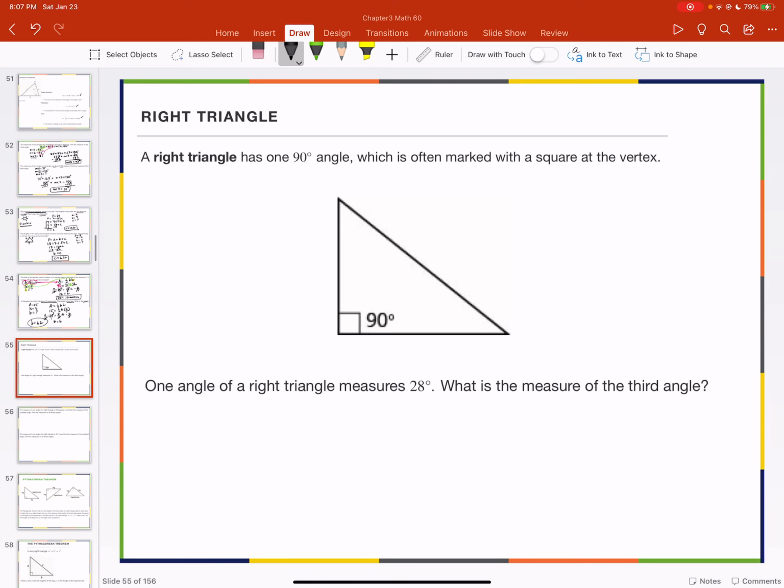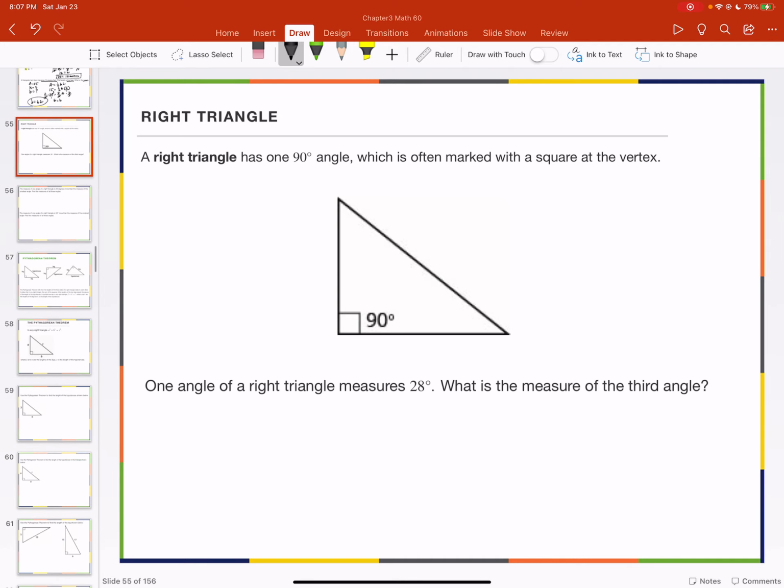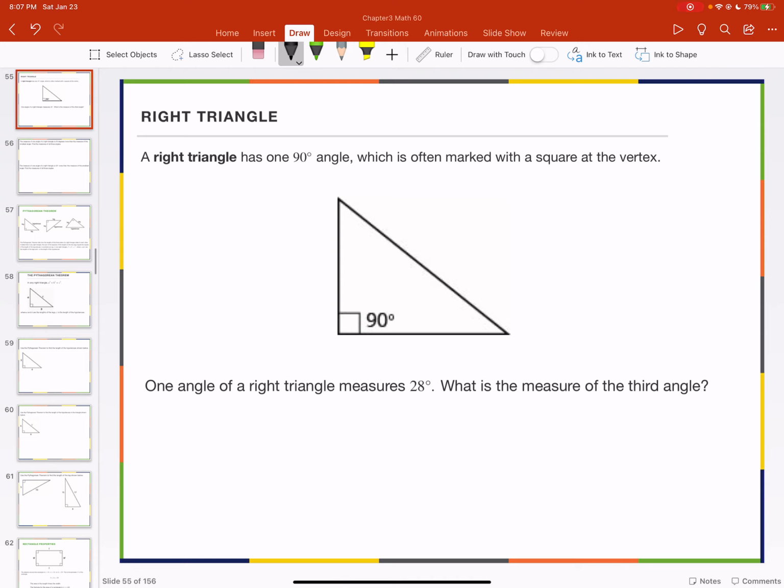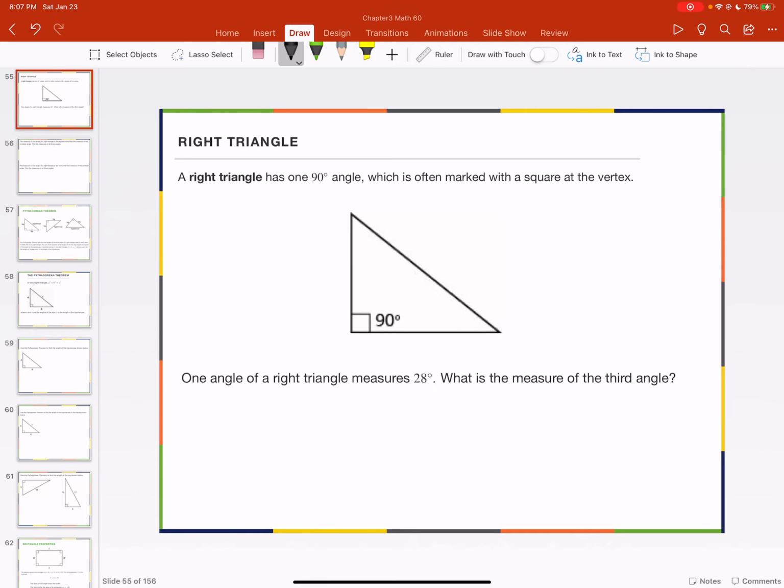All right, let's talk about right triangles. A right triangle is defined as something that has one right angle. That's a square here. One angle of a right triangle measures 28 degrees. If you have one of these angles here, let's say this one is 28 degrees, and we don't know what the third one is, so we'll call it X.